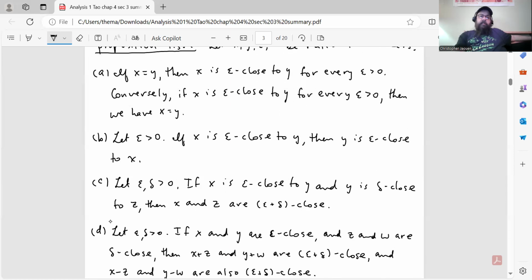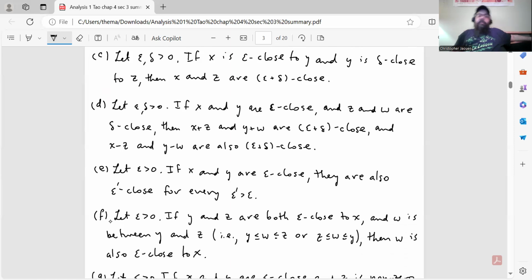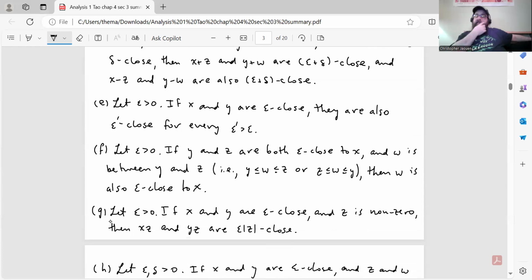These first three parts here, A through C, should remind you a little bit of reflexivity, symmetry, and transitivity. He makes a note about this later, but just keep that in mind. Part D, let epsilon, delta be greater than 0. If x and y are epsilon close and z and w are delta close, then x plus z and y plus w are epsilon plus delta close, and x minus z and y minus w are also epsilon plus delta close.